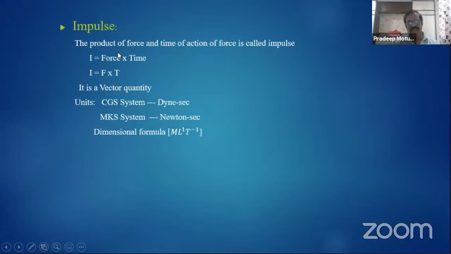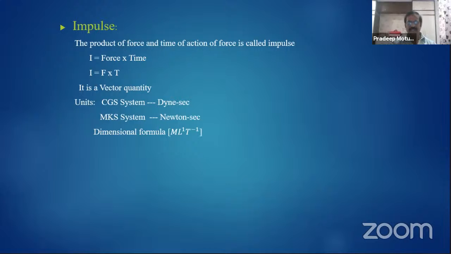The product of force and time is nothing but impulse. We can represent this impulse as I. I is equal to force into time, that is F into T. It is also a vector quantity.